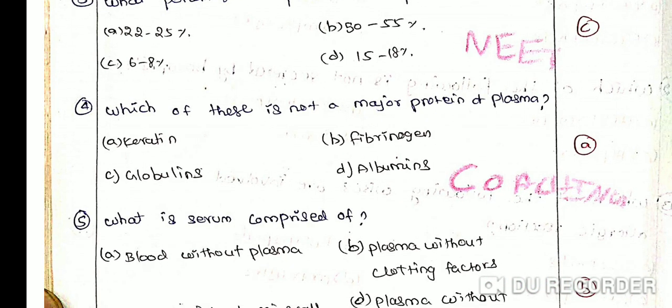Which of these is not a major protein of plasma? Option A keratin, option B fibrinogen, option C globulin, option D albumin. The correct answer is option A, keratin. 6 to 8% of plasma is made up of proteins, while 90 to 92% of plasma is made up of water. The major proteins present in plasma are fibrinogen, globulins, and albumins. Keratin is not a major protein of plasma.